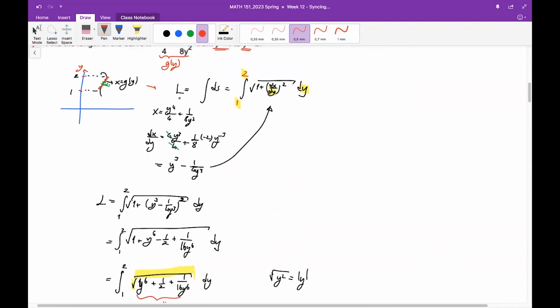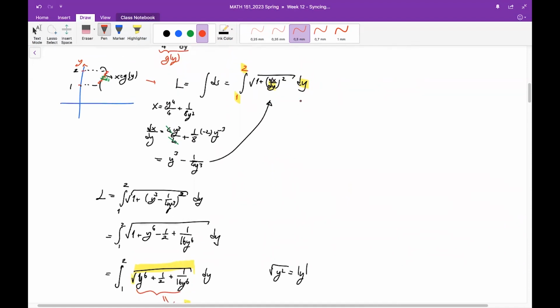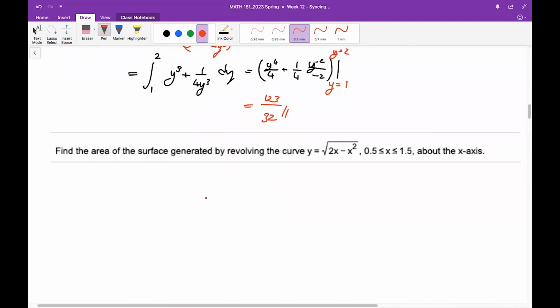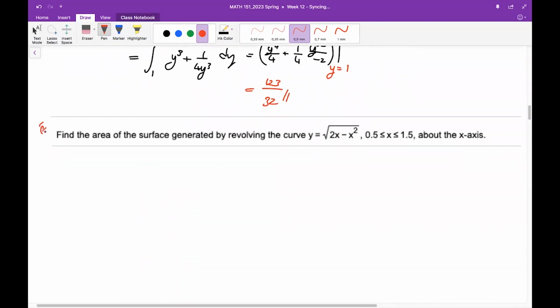So we applied the length formula in the y version. Everything is with respect to y. We take the derivative with respect to y, and then we integrate this expression with respect to dy. Okay, if no questions, I will move to this example.